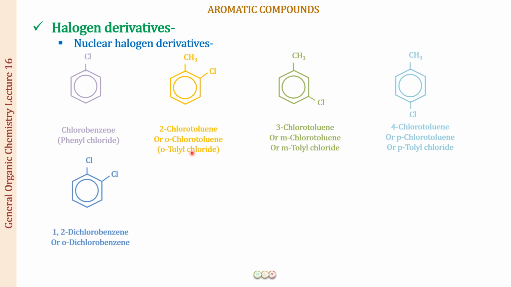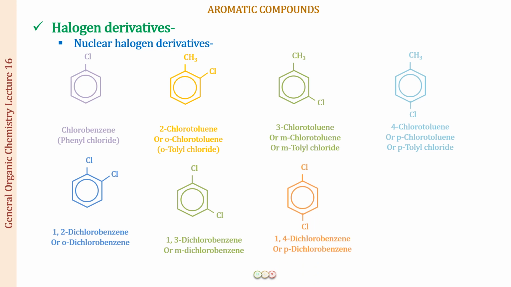Next we have again a di-substituted product, but the same chlorine is present twice. So we are going to use the prefix di for it. So 1,2-dichlorobenzene or ortho-dichlorobenzene. This is going to be 1,3-dichlorobenzene or meta-dichlorobenzene. And this is going to be 1,4-dichlorobenzene or para-dichlorobenzene. So many examples. I hope you're now getting the concept clear. Let us see one more example. Can we name this compound now?